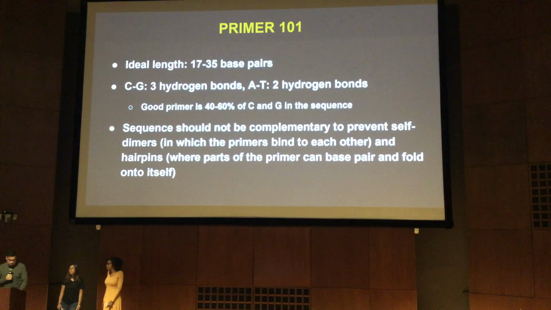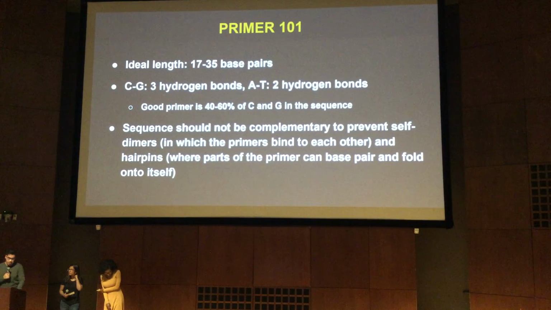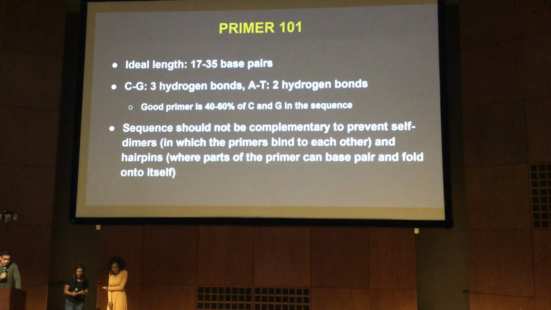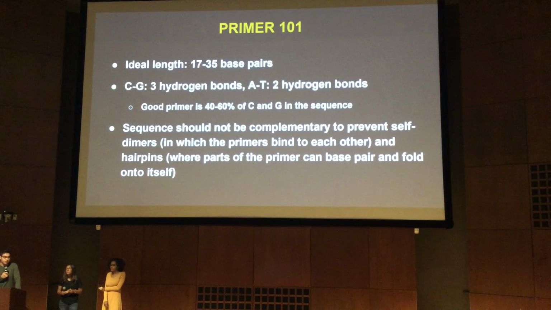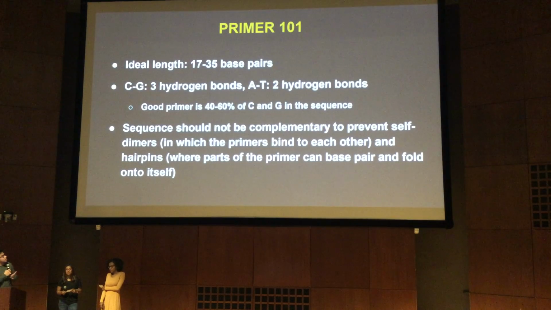A little bit about primers. They're short artificial DNA strands of about 17 to 35 base pairs. I don't know how I got that right. And the GC content, which is the number of G's and C's in the primer, ideally should be about 40 to 60%. And the sequence should be designed to prevent secondary structures, such as self-dimers and hairpins.